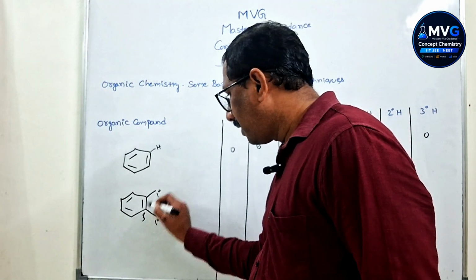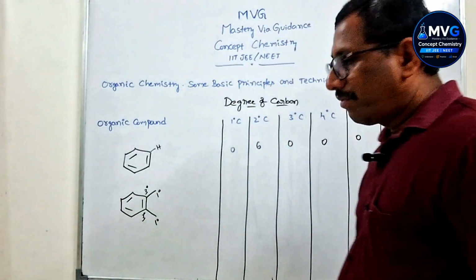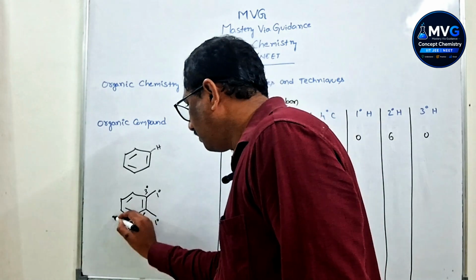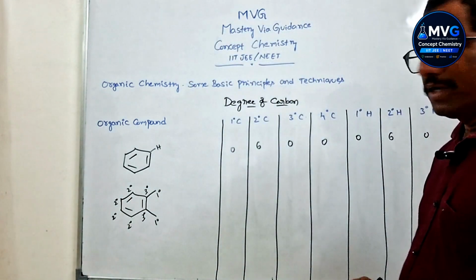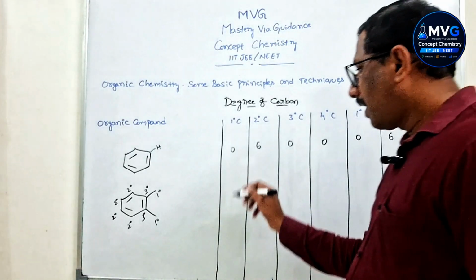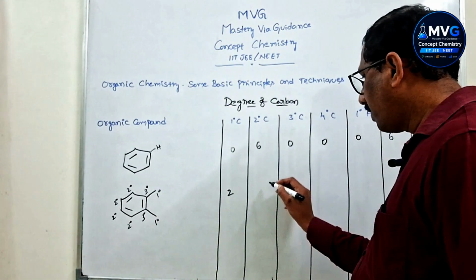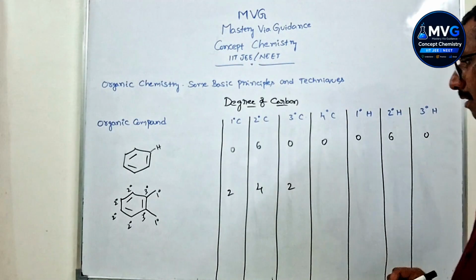This is the tertiary carbon because the carbon is further attached with 3 carbons. The remaining are all secondary carbons. Now primary carbons, 2 are there. Secondary carbons, 4 are there. Tertiary carbons, 2 are there.